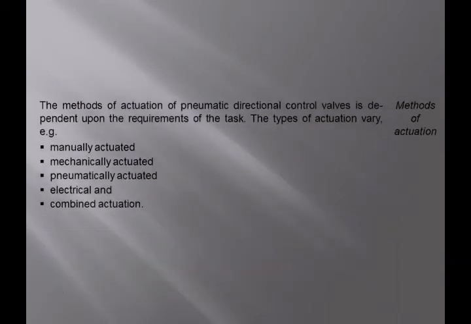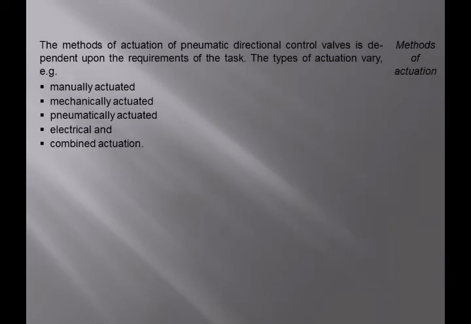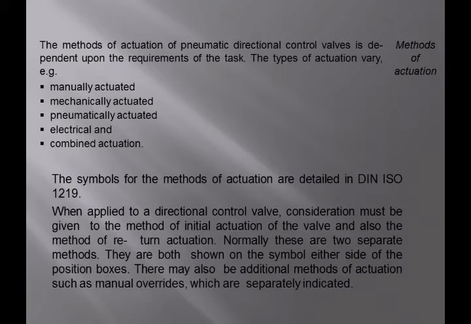Methods of actuation. The method of actuation of pneumatic directional control valves is dependent upon the requirements of the task. The types of actuation vary, for example, manually actuated, mechanically actuated, pneumatically actuated, electrical and combined actuation. The symbols for the methods of actuation are detailed in DIN ISO 1219.